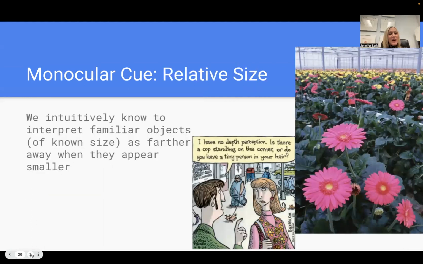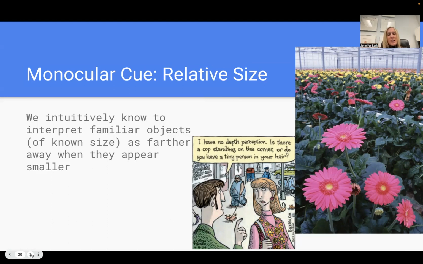Relative size is fascinating. We intuitively know as human beings to interpret familiar objects of known size as farther away from us when they appear to our brain to be smaller, right? So in the image with the flowers there, those flowers in the very back seem to be farther away because they look smaller to us. If we brought them up close, we would see that they're the same size.